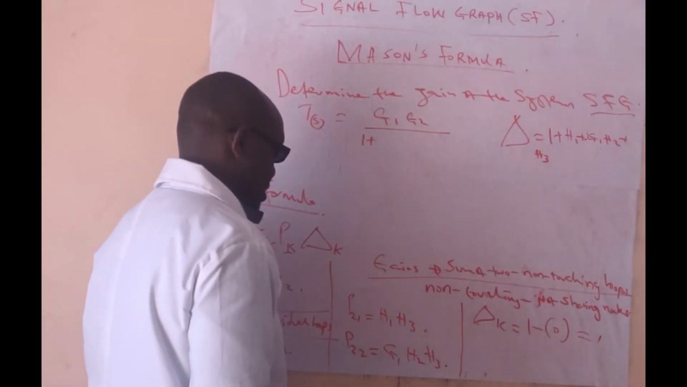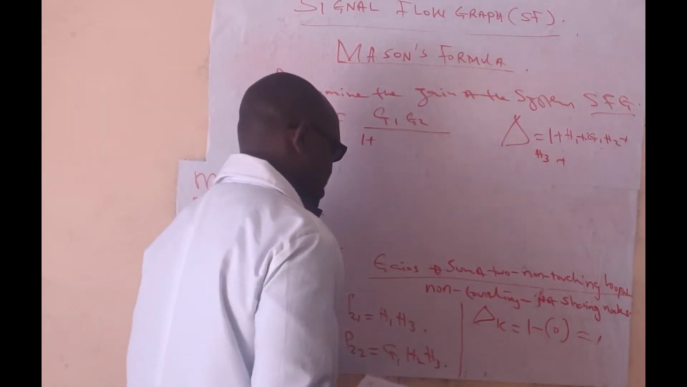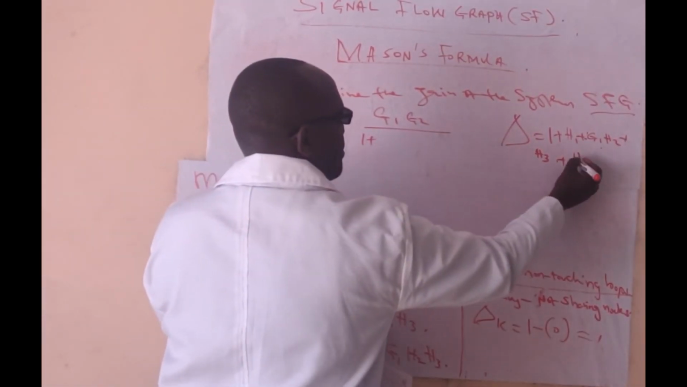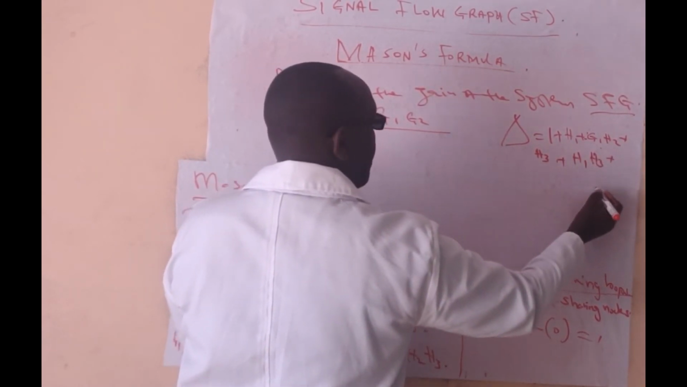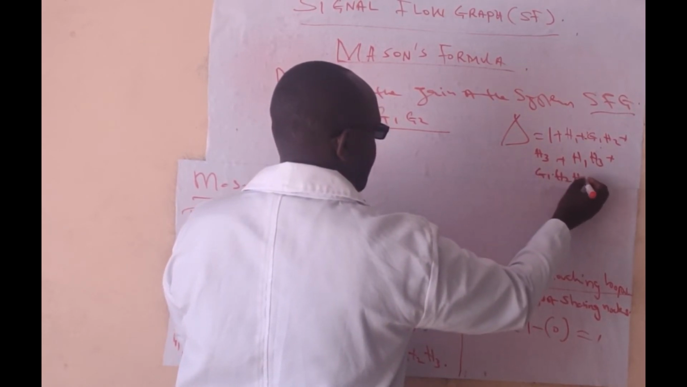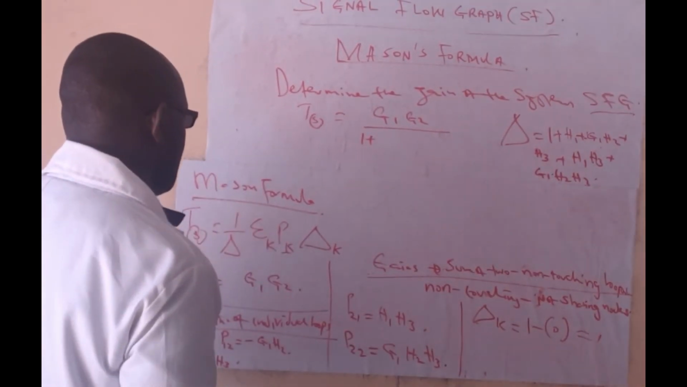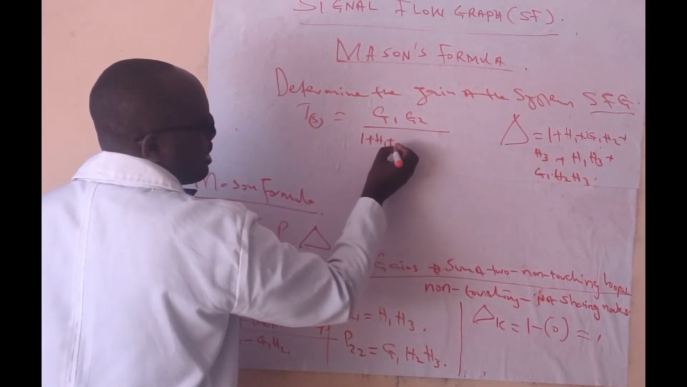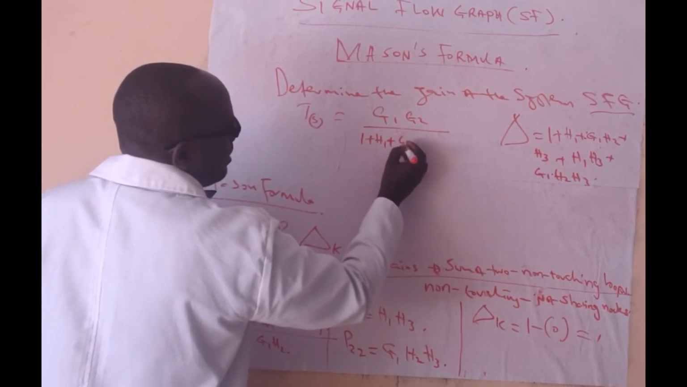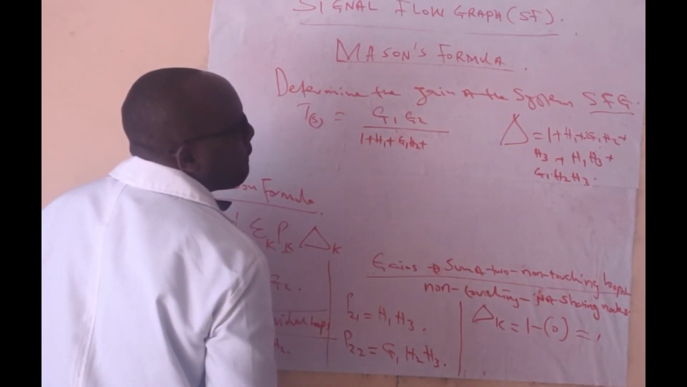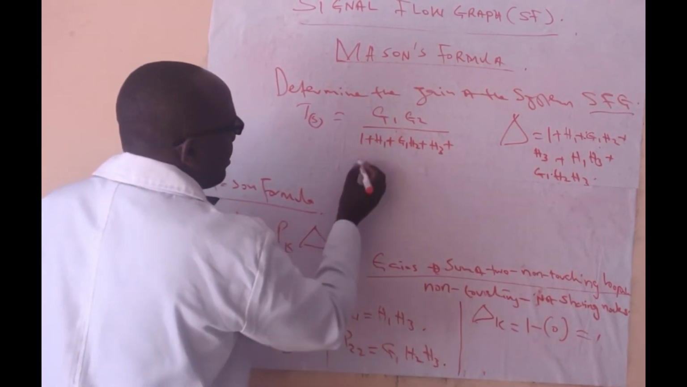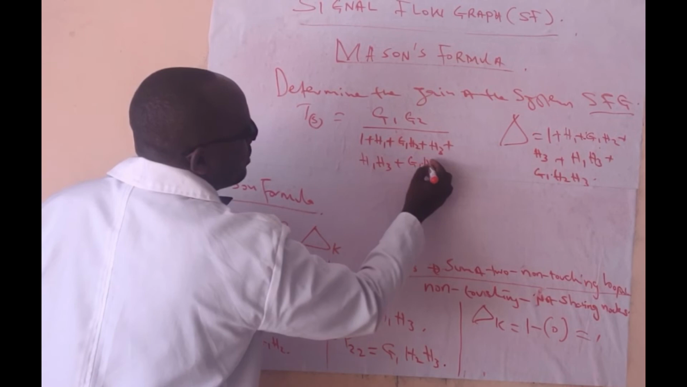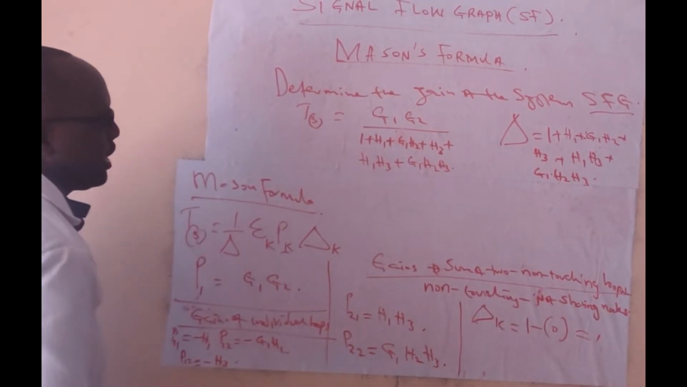And then plus, we go now with this one, the sum of the two non-touching loops, which is going to be H1H3 plus G1H2H3. So this is equal to this. So we are going to write that H1 plus G1H2 plus H3 plus H1H3 plus G1H2H3. And that one is going to be our answer.